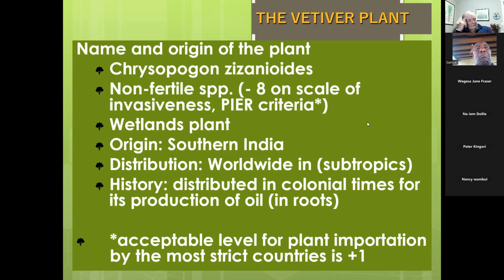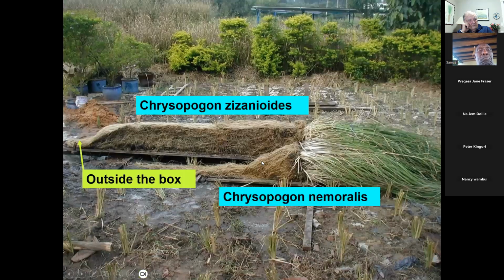It is a non-fertile species on the scale of pest criteria -8. It's a wetland plant originating from South India. It's distributed worldwide, and it's within our communities right now. We can say that it's at doorstep reach, and we have been propagating Vetiver for quite some time now.